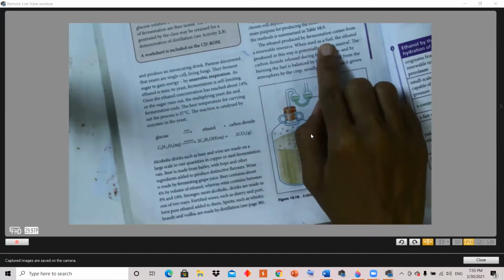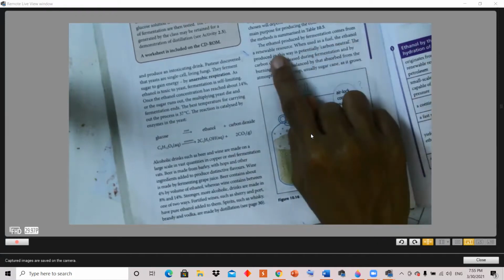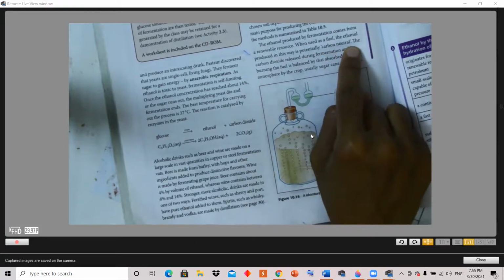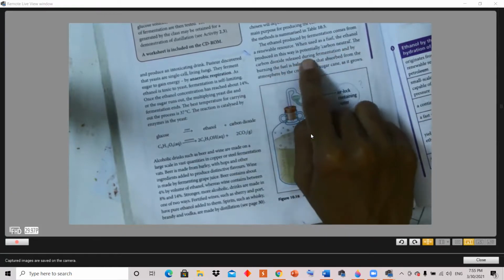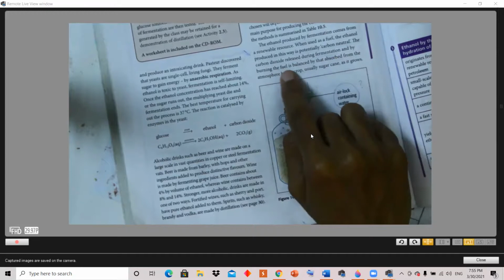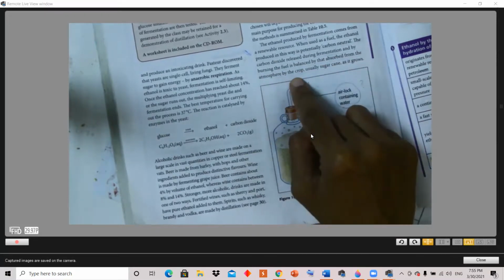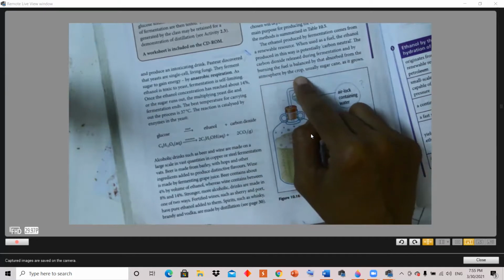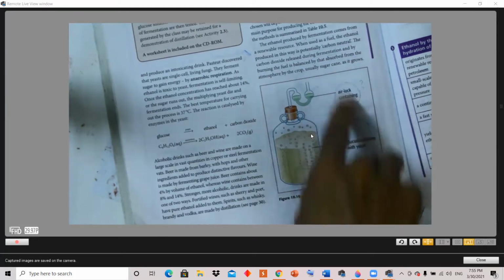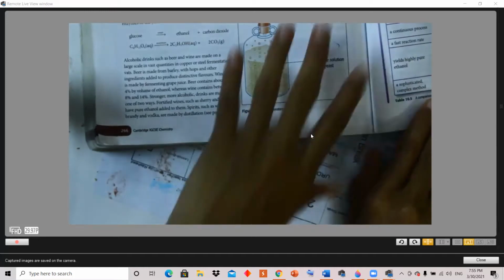When used as a fuel, ethanol produced in this way is potentially carbon neutral. The carbon dioxide released during fermentation and by burning the fuel is balanced by that absorbed from the atmosphere by the crop. This is photosynthesis, usually in sugar cane as it grows. Okay.